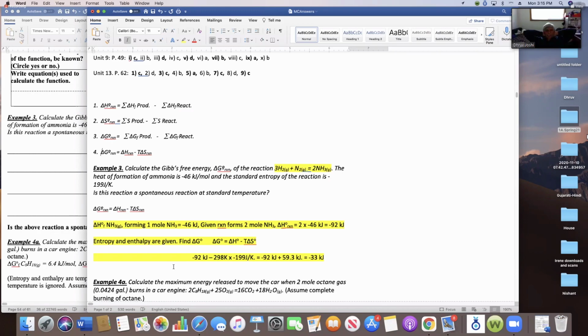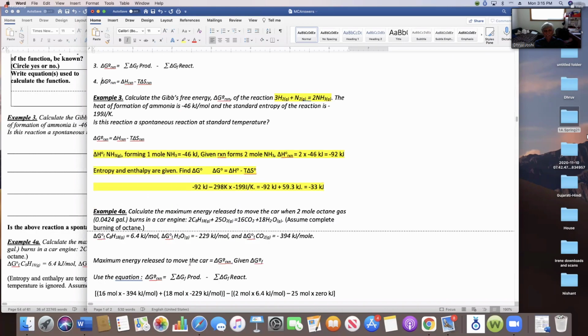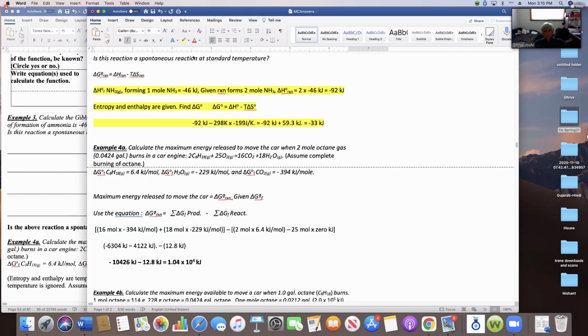Number 3, because we have all the delta G's available. Free energy of formation is available, nothing else is available. So there's the equation: delta G of products minus delta G of reactants. We're going to add them up, and that's that. Maximum energy released to move the car means delta G of the reaction, and given delta G of formation, use the equation.